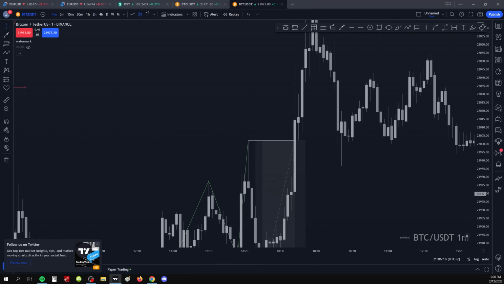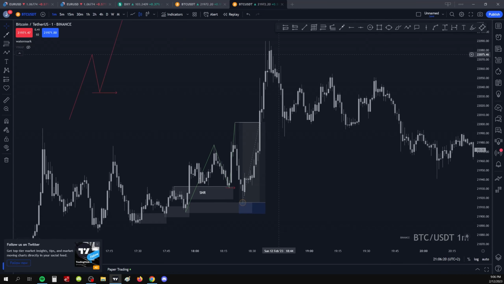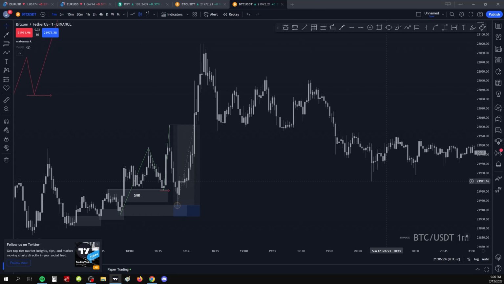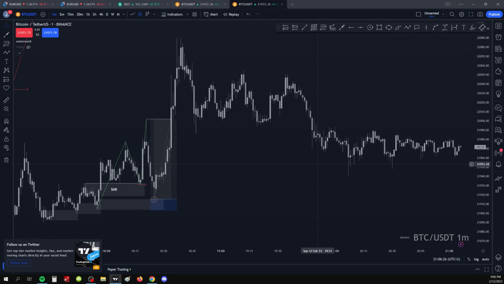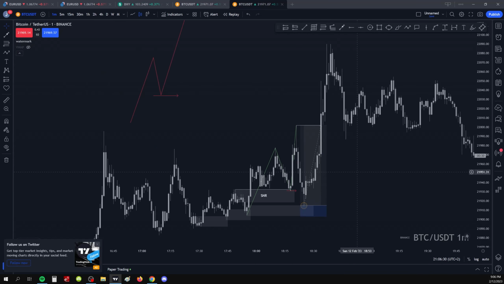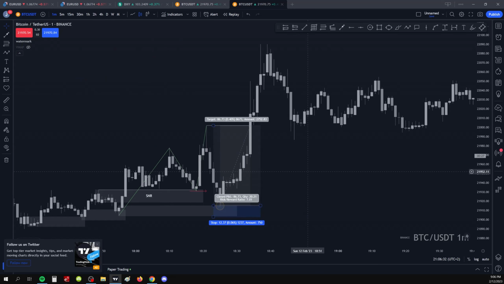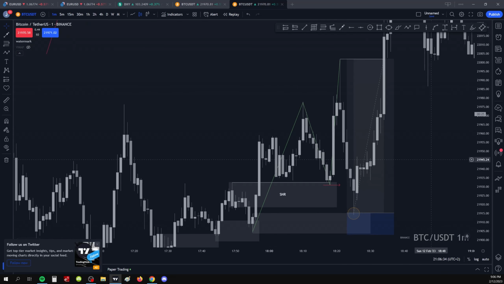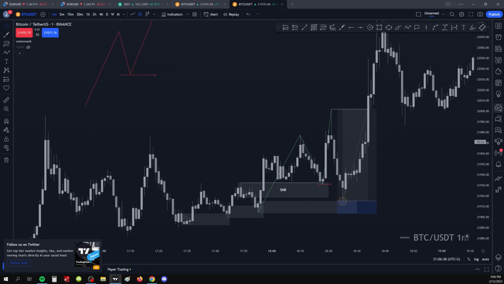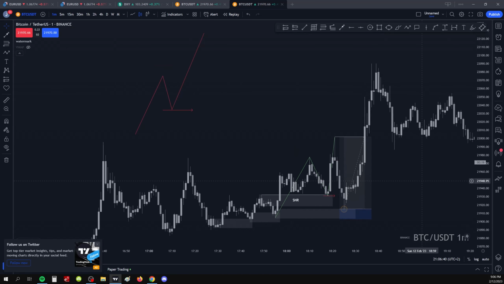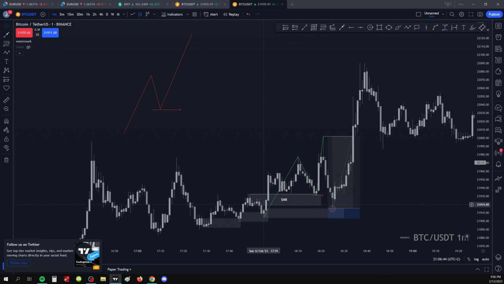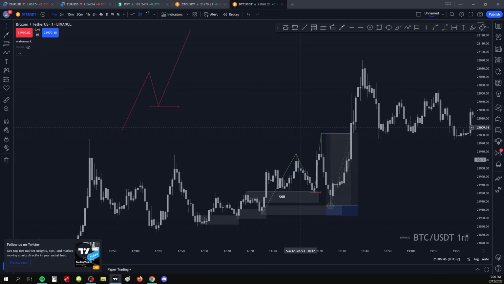Okay, as you can see, the price went up and it never came back. It just went down again. Okay, and this is live market. So now, this is basically what I wanted to tell you. Always see the price in three ways. Try to see the price in three ways.